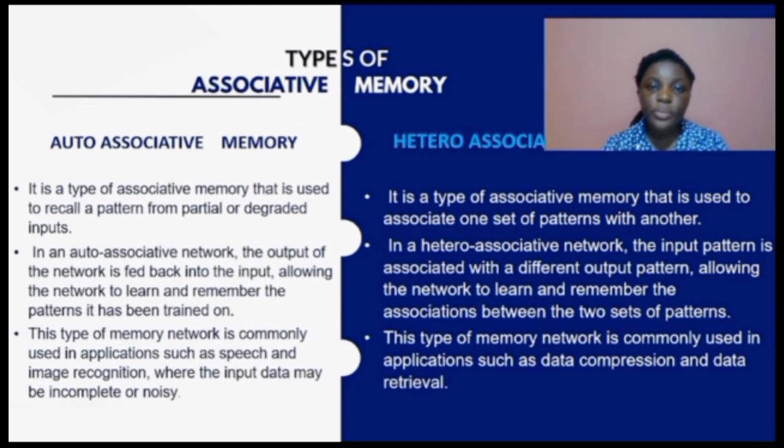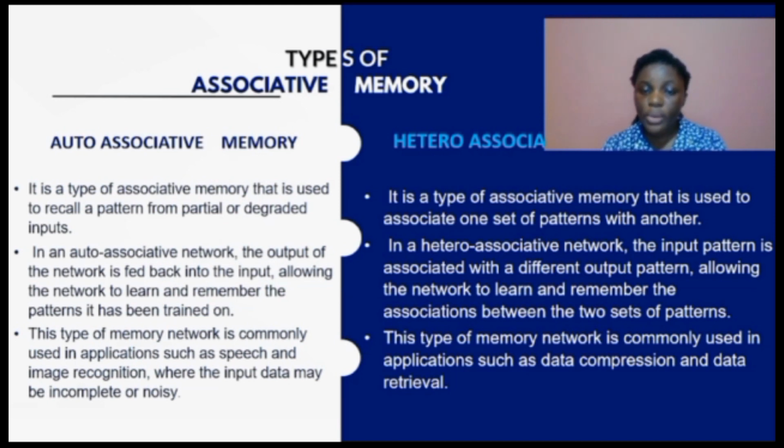So for the types of associative memory, they are the auto-associative memory and the hetero-associative memory. The auto-associative memory is the type of associative memory that is used to recall a pattern from partial or distorted input. In an auto-associative network, the output of the network is fed back into the input, allowing the network to learn and remember the patterns it's been trained on. This type of memory network is commonly used in applications such as speech and image recognition, where the input data may be incomplete or noisy.